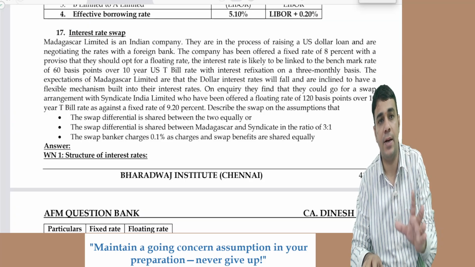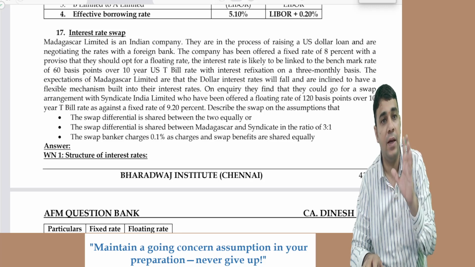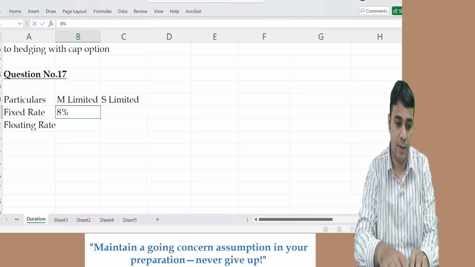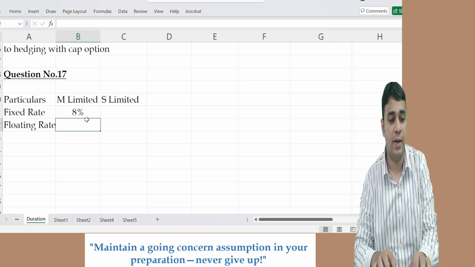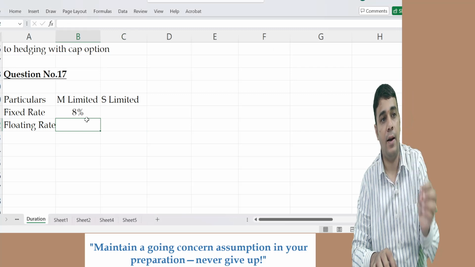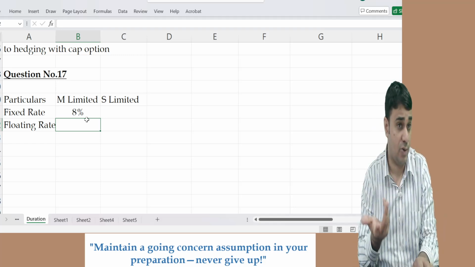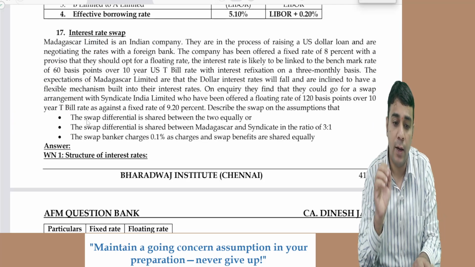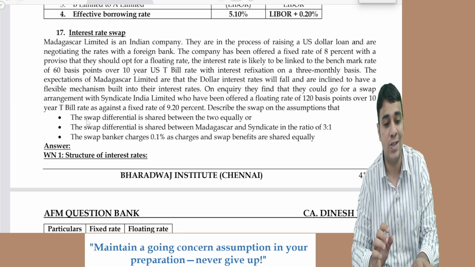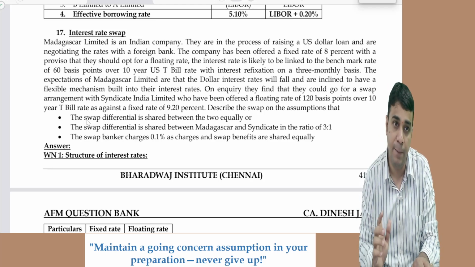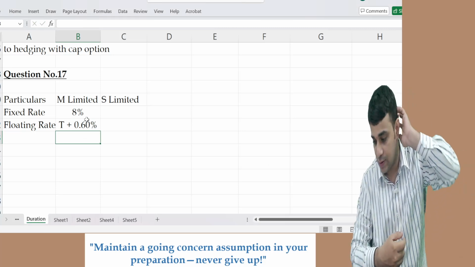I'll read again. Madagascar Limited is an Indian company. They are in the process of raising a US dollar loan, negotiating the rates with a foreign bank. The company has been offered a fixed rate of 8%. So fixed rate 8%. What is floating rate? We saw a lot of problems, LIBOR plus 0.5 or MCLR plus 0.2 or any benchmark will be there plus something, rarely minus also can happen, but normally plus. And if I go for US Treasury bill, that is floating rate, T plus 0.6. And what is T? 10-year Treasury bill rate, which keeps changing. So floating is T plus 0.6%.